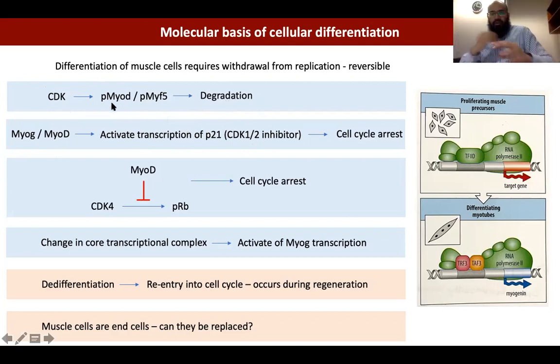So there is always a balance. When I say degradation or activation, it's not in absolute terms. There is always a balance in the cells between different transcription factors and different molecules which compete with each other. And this is actually a very interesting strategy that we use in molecular biology when we manipulate the expression of genes. We use a dominant negative competitor of a protein, for example.